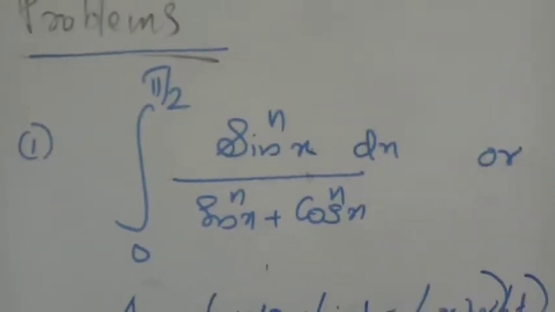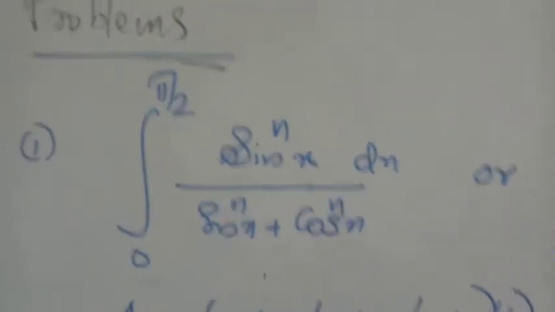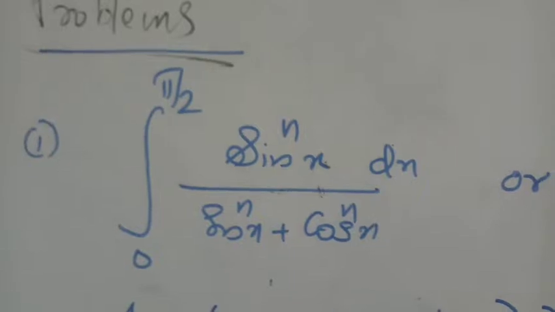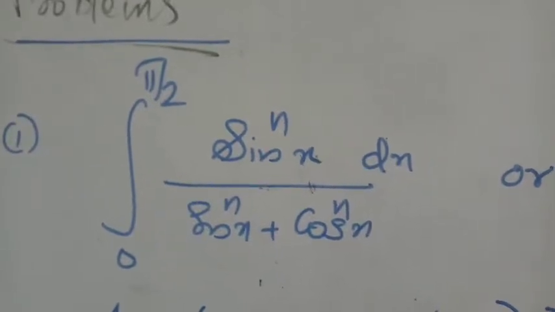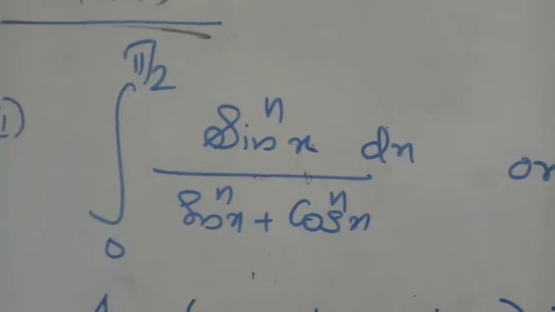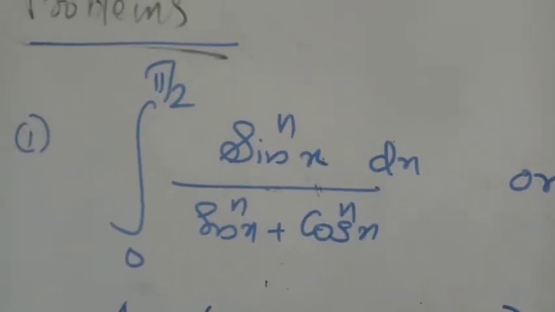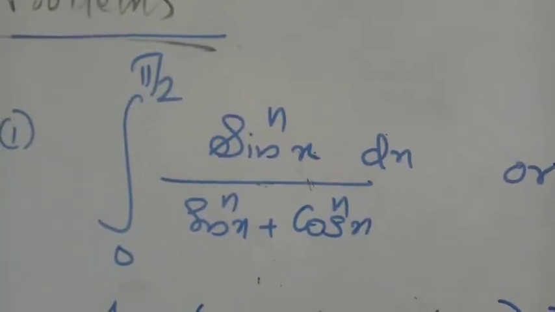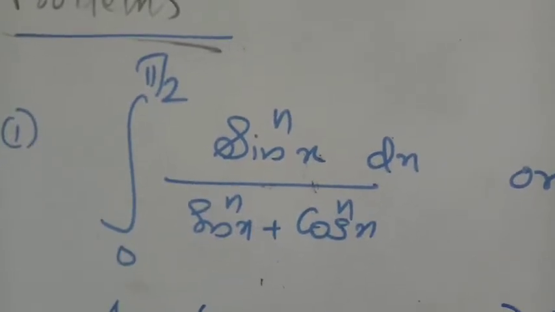Today we are going to discuss some problems based on the properties of integral. See the first problem: integral 0 to pi by 2 sin power nx by sin power nx plus cos power nx. Look at the functions involved here, they are complementary in nature.